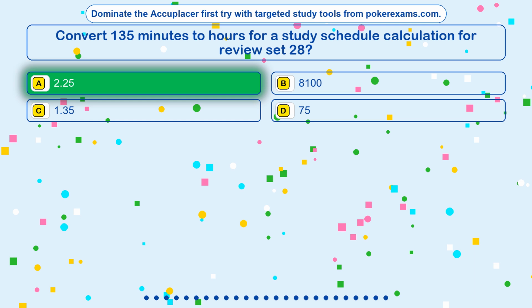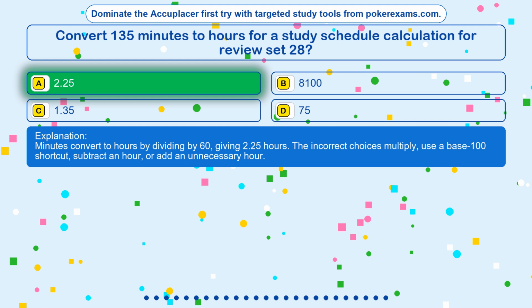The correct answer is option A, 2.25. Minutes convert to hours by dividing by 60, giving 2.25 hours. The incorrect choices multiply, use a base 100 shortcut, subtract an hour, or add an unnecessary hour.